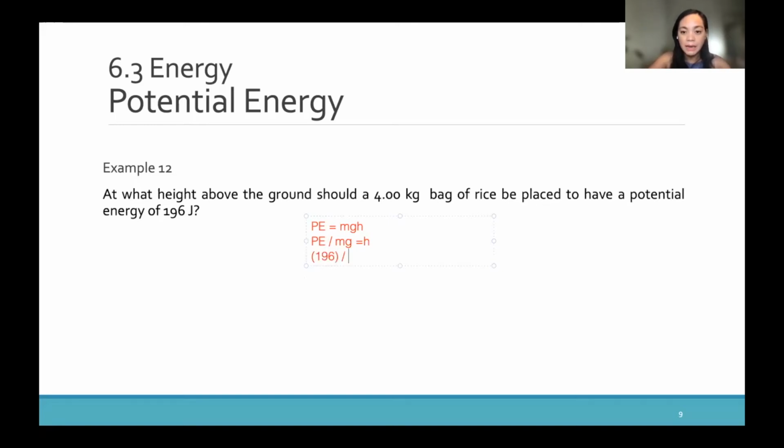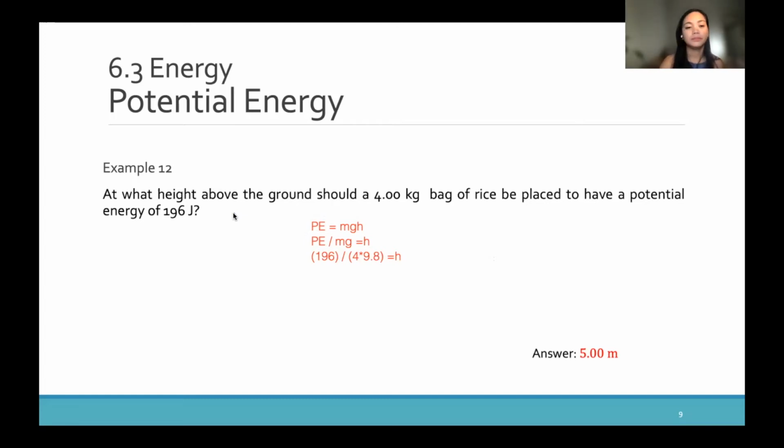I-divide natin sa mass. What is the mass? 4 times 9.8 as gravity, and that will give me the height. And that answer here will be 5 meters. So that would result to 5 meters.